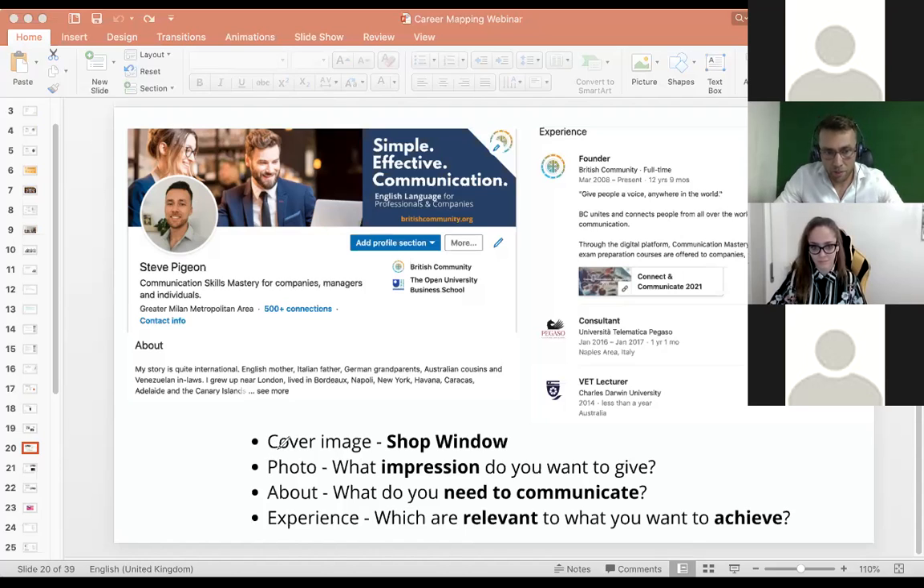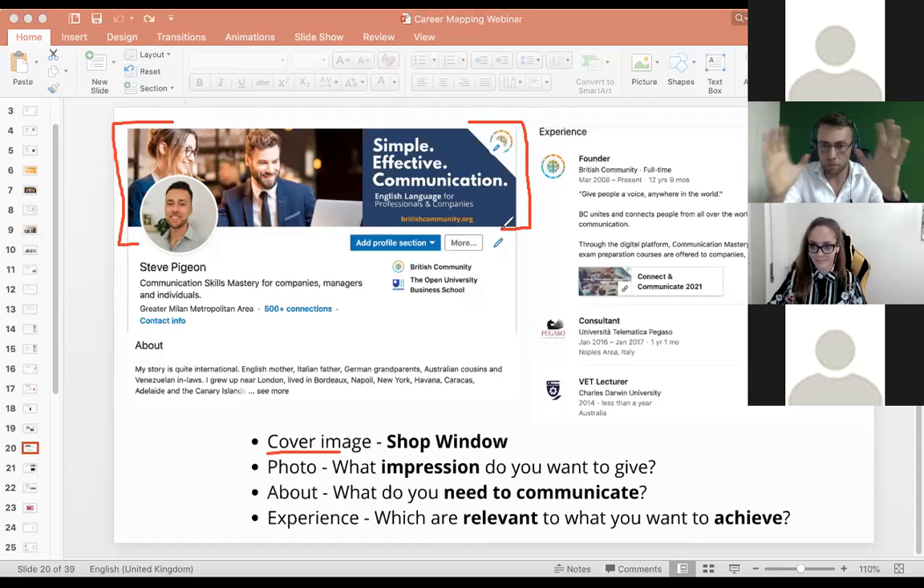So the cover image, which is this part here, is also known as the banner. Imagine your LinkedIn profile is a shop, where you sell your products and services. Your banner is your shop window. It's the first thing that people see. So that image needs to reflect and represent the message that you want to communicate. I hope that I have communicated the right message in my banner. So, simple, effective communication.